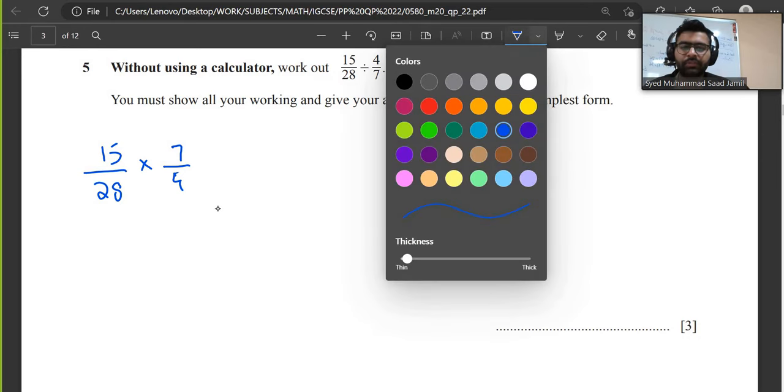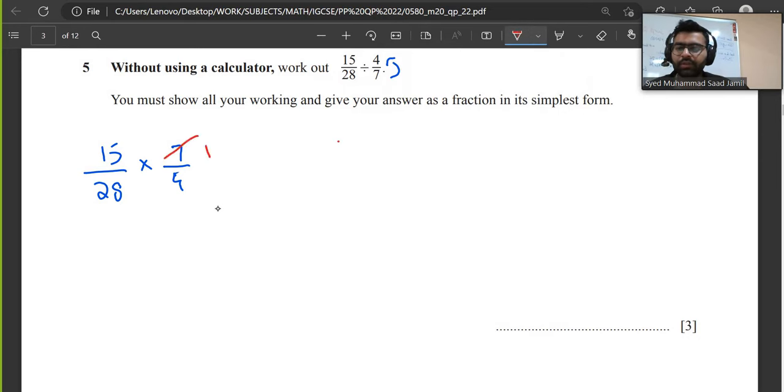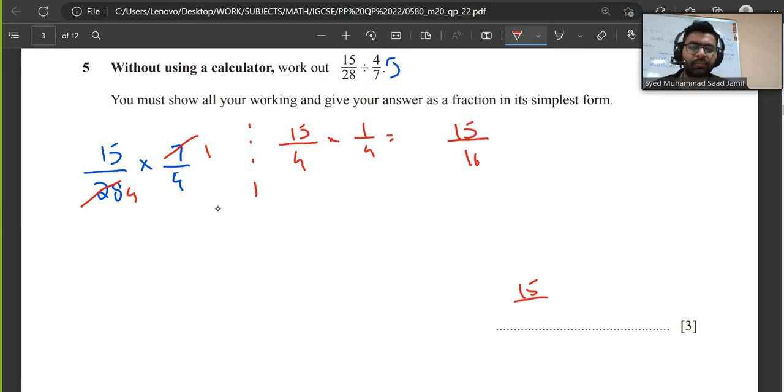So let's just make our lives easier. 7 ones are 7, 7 fours are 28. So 15 upon 4 multiplied by 1 upon 4. 15 ones are 15, 4 fours are 16. So it's 15 upon 16, your answer.